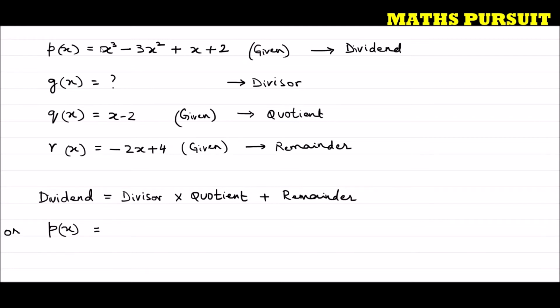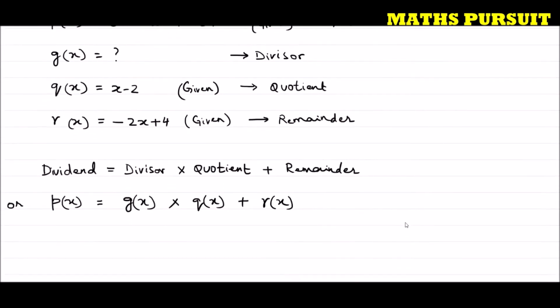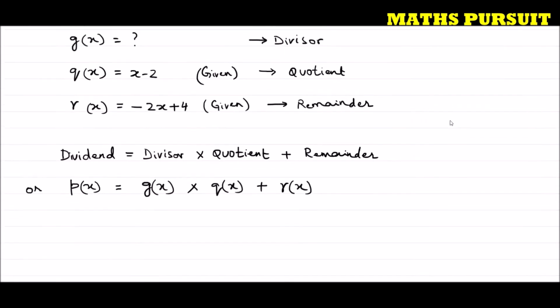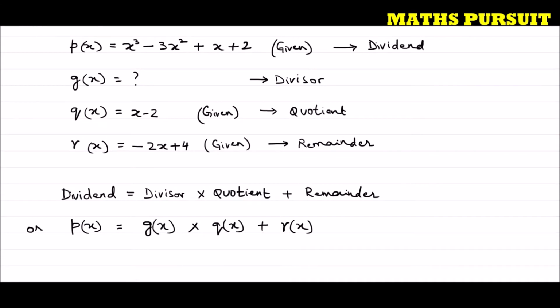Or in other words, I can write p(x) is equal to g(x) into q(x) plus r(x). So guys, don't get confused if you see somewhere p(x) is equal to g(x) into q(x) plus r(x). This is nothing but our division algorithm. This is the formula for our division algorithm. Now let us put the information in this formula and generate g(x). Hope guys you could see how easy this is. Now I'm going to put whatever is being given in the question in this, and I'm going to generate our g(x).